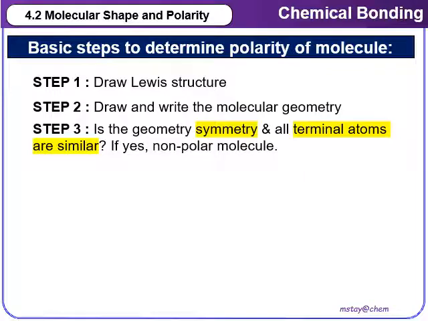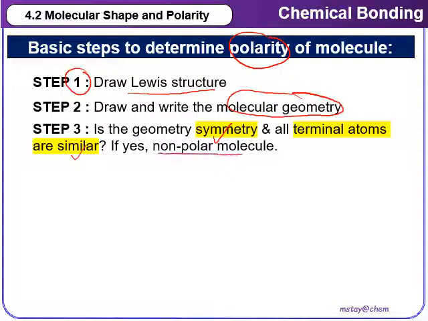To determine the polarity of a molecule, as usual, step number 1, we need to draw the Lewis structure. After we draw the Lewis structure, based on the bonding pairs and lone pair electrons, we are able to determine the basic shape and hence the molecular geometry. Based on the molecular geometry, if the geometry is symmetrical and all the terminal atoms are similar, then the compound is considered a non-polar molecule. This is the summary of how we determine the polarity of a molecule.